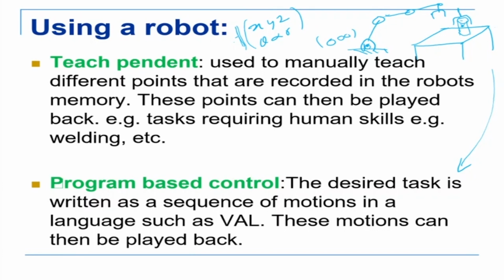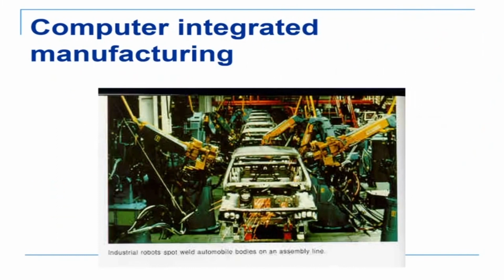The second is program-based control. So the desired task is written as a sequence of motions in a language such as VAL. These motions can then be played back. Okay, so we have just looked at VAL programming, how to write in the VAL language. We'll see that in more detail.